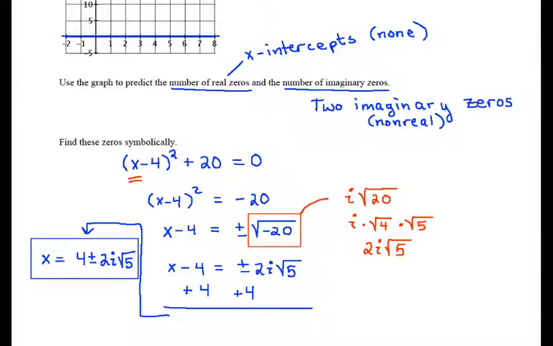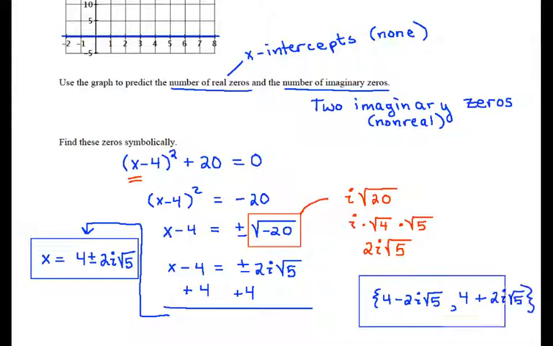If I need to enter those as comma-separated values, I would have to split apart the plus or minus. So over here in this lower corner, I'll write that as 4 minus 2i times the square root of 5, comma, 4 plus 2i times the square root of 5. Doesn't matter what order we write these in. They really don't have any natural ordering anyway because they are not real numbers. We couldn't plot these on a number line.